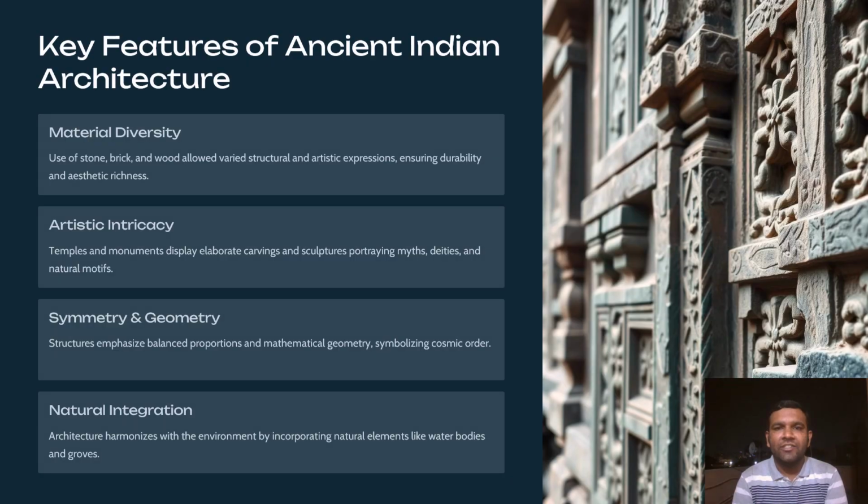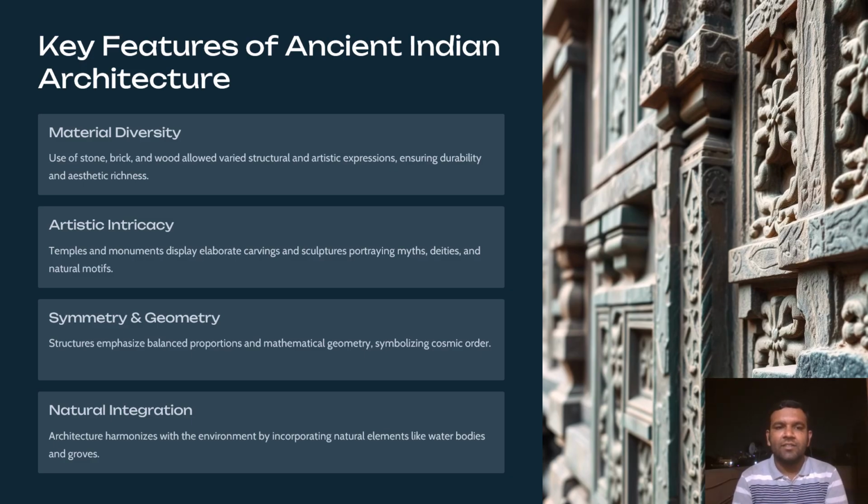The key features of ancient Indian architecture: one is material diversity. We use stone, brick, and wood, which allowed varied structural and artistic expressions, ensuring durability and aesthetic richness.